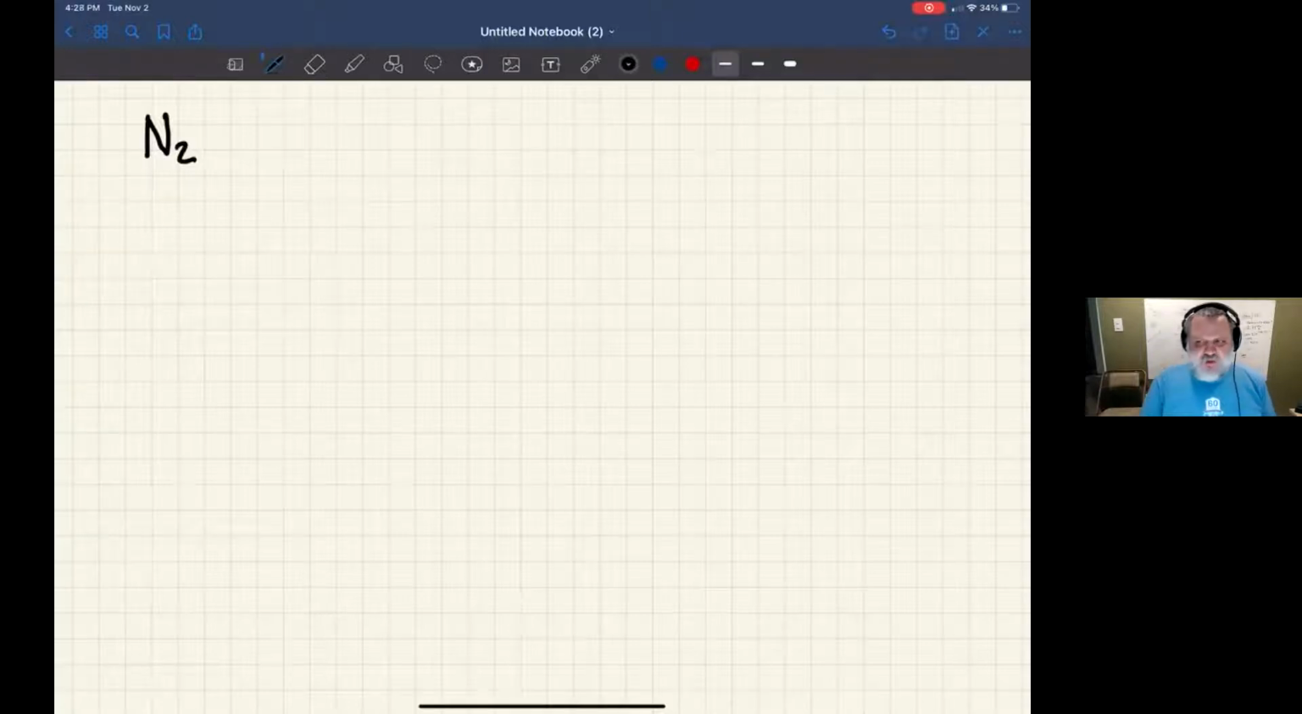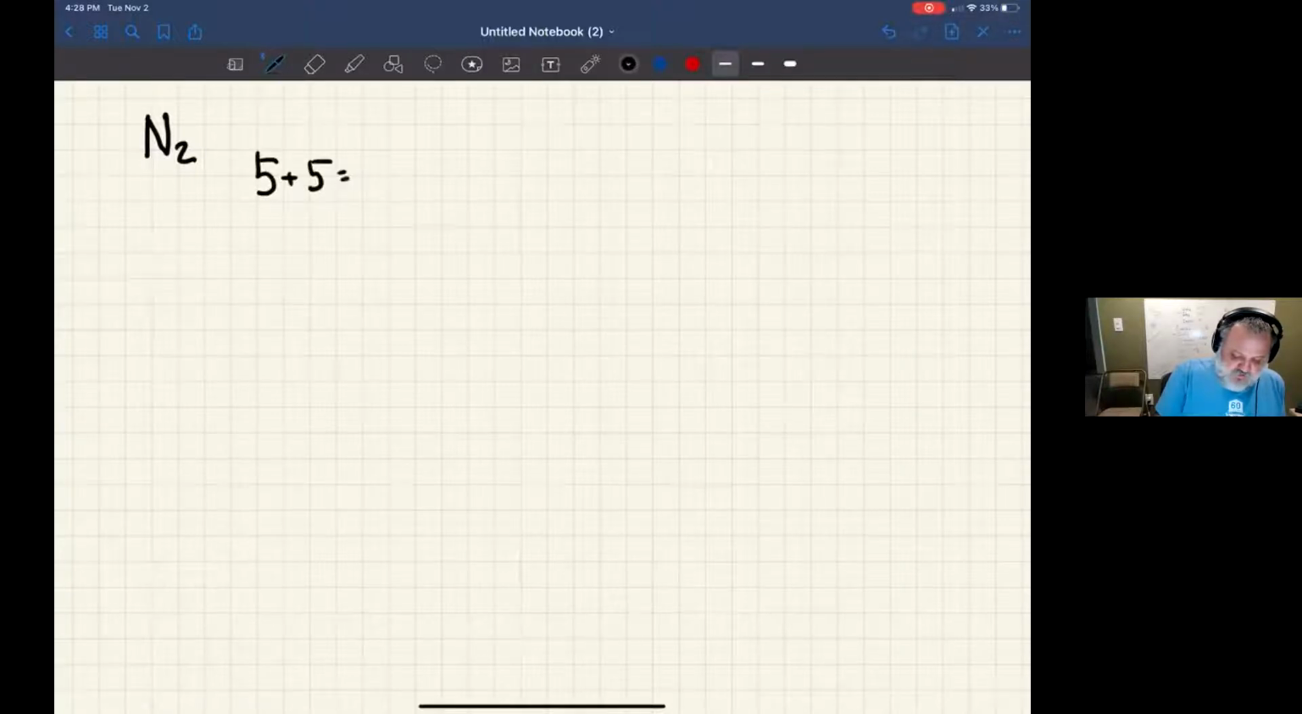So in order to figure out a Lewis structure, what I'm going to do is count all the valence electrons. Nitrogen is in group 15. That's 5 in group 15. So I have 5 from each nitrogen, so it's a total of 10 valence electrons. And remember, the 10 valence electrons are what I'm going to use to draw my picture.